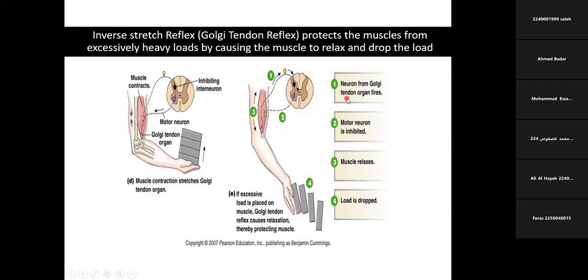So these steps are here. Prepare them for the quiz as well. When the weight is more, the tension is recorded by the Golgi tendon organ. The motor neuron is inhibited, the muscle relaxes, and the load is dropped. This is called the inverse stretch reflex, which protects the muscle from excessively heavy loads by causing the muscle to relax and drop the load. Put a mark on this. This is your MCQ, but detail is on the next page.